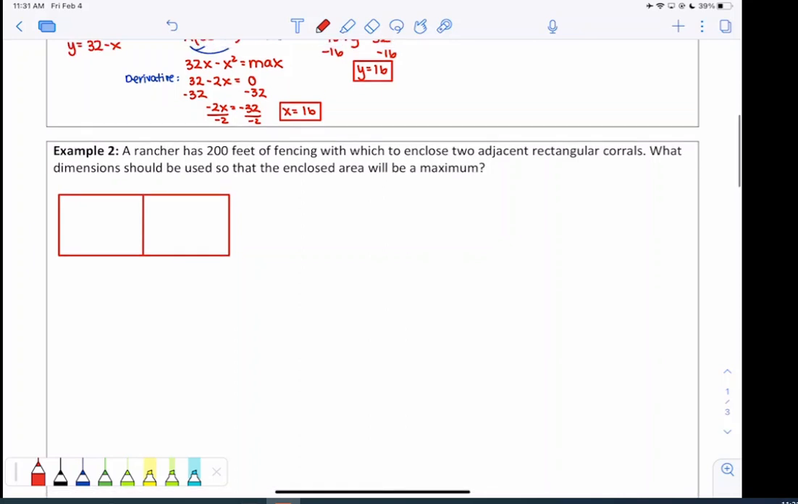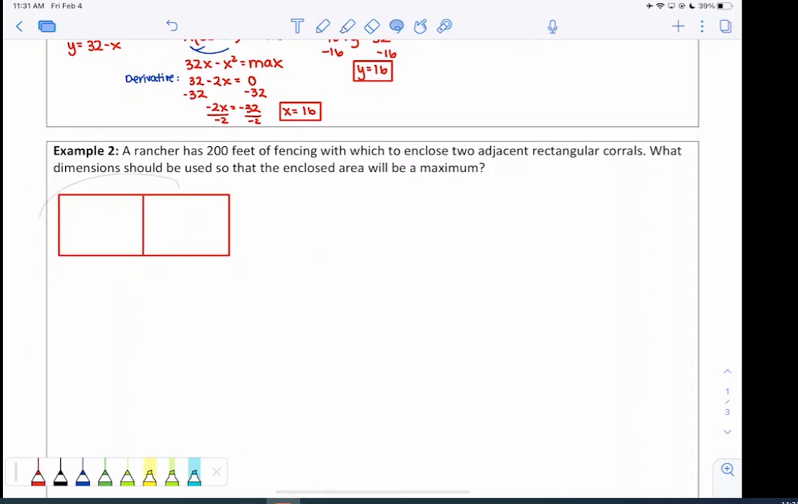I have 200 feet of fencing. What's that? The perimeter. Now, I need to pay attention. In this case, my perimeter is not just the outside. I don't need to use the fencing just for the outside, but I also have that little line down the middle that I need to incorporate into my 200 feet of fencing.